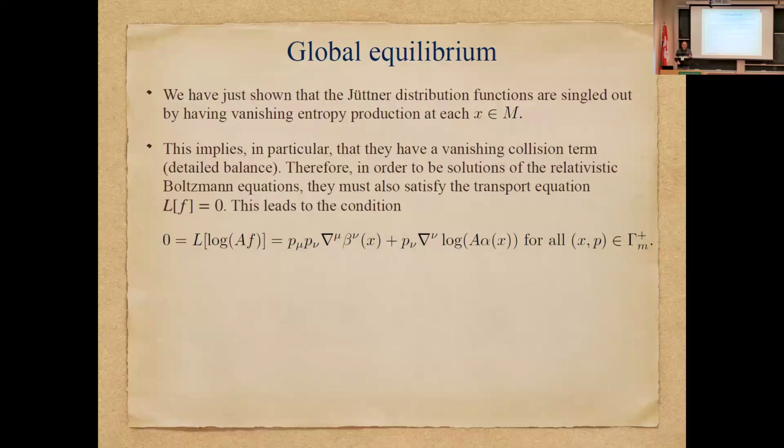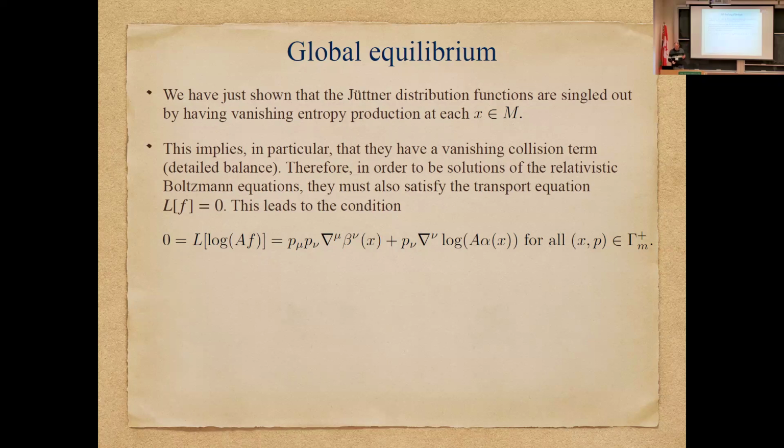Okay, now remember this distribution function came from the requirement of having zero entropy production. If you want to take this as a solution of your Boltzmann equation, zero entropy production means that the collision term is zero. But then remember the form of the Boltzmann equation: if the right-hand side is zero, the left-hand side should be zero as well. So we have to look at the transport part.